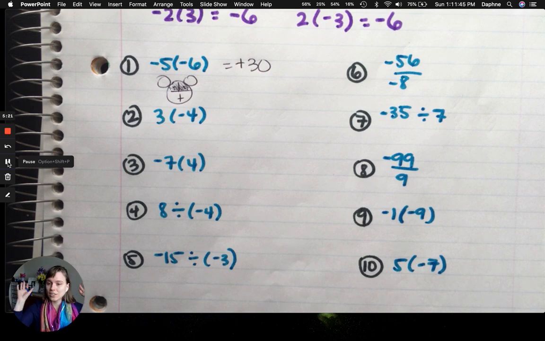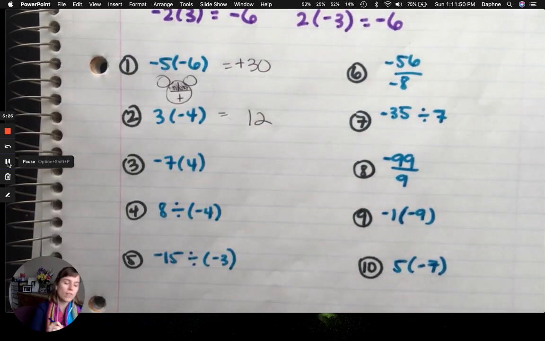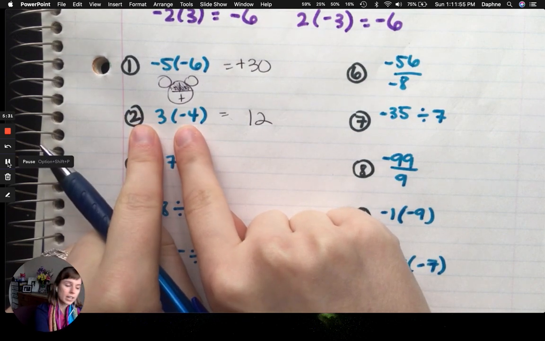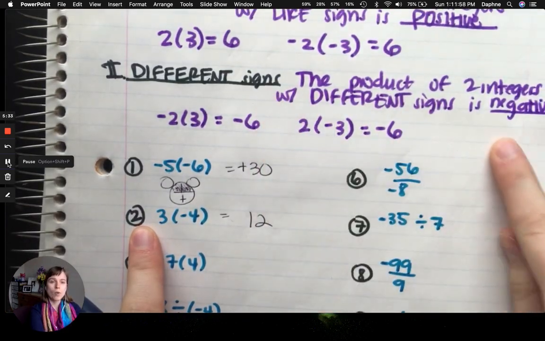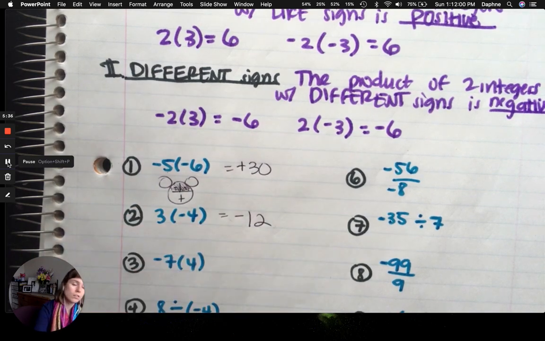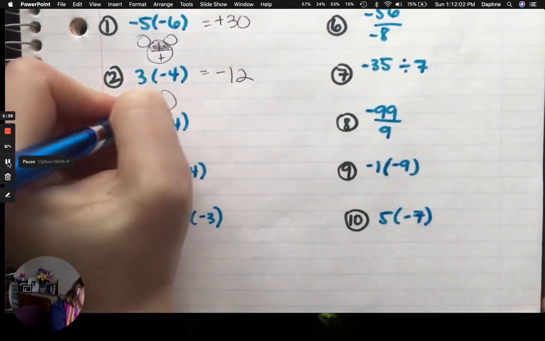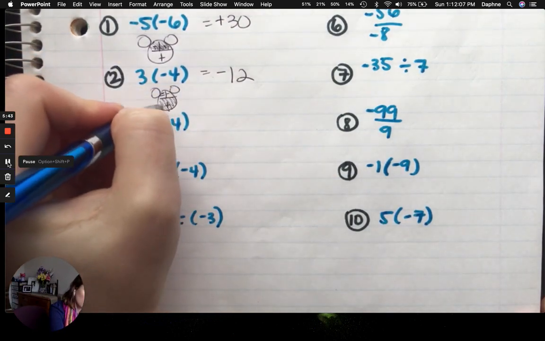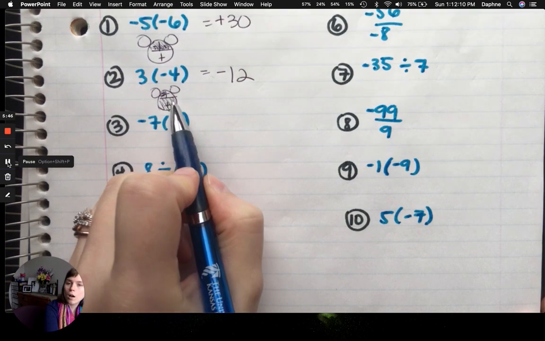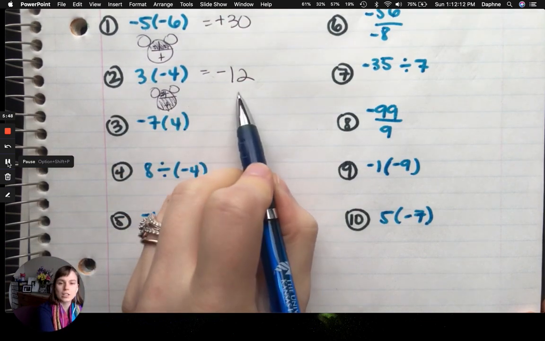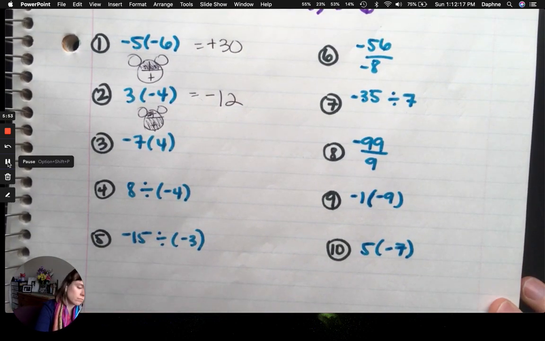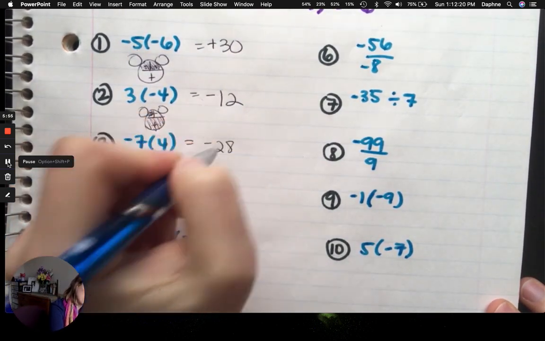All right, pause here for number 2. Again, ignore the positives, ignore the negatives. What's 3 times 4? 12. So I know the answer will be a 12. Is it positive or is it negative though? They're different signs because one's positive and one's negative. Different signs. The product is negative. And if I use my Mickey Mouse, I have a positive and I have a negative, and the spot left over is the negative. So this is a negative 12. All right, pause here for number 3. You should end up with a negative 28.